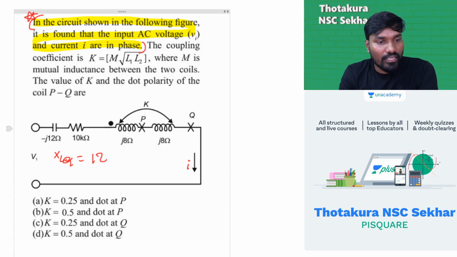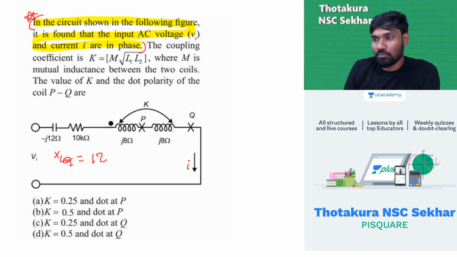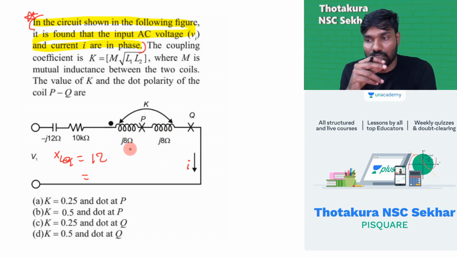So we have already calculated for both, it is 8. I think for a different formula we have done it. For this formula we have not done it, so for this formula we'll do it. Anyways, XL equivalent is equal to 12. Though both are in series, this must be equal to 12. In that case, what should be the value of K, and where should be the dot?